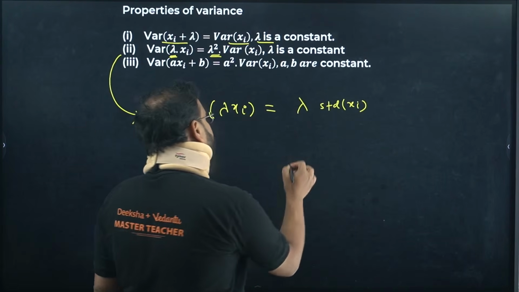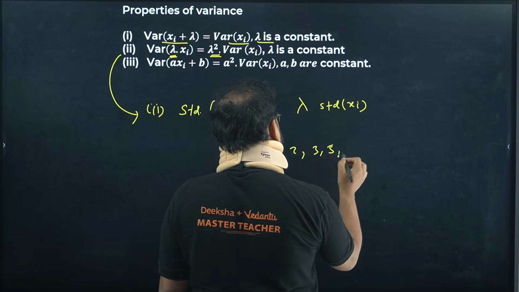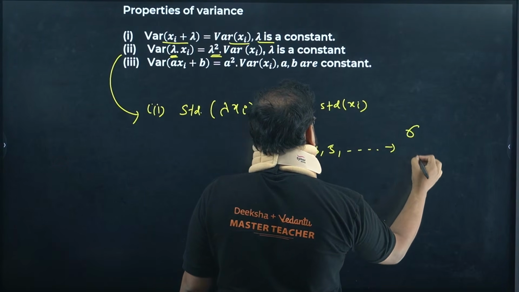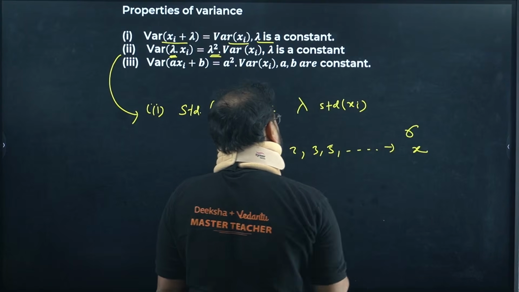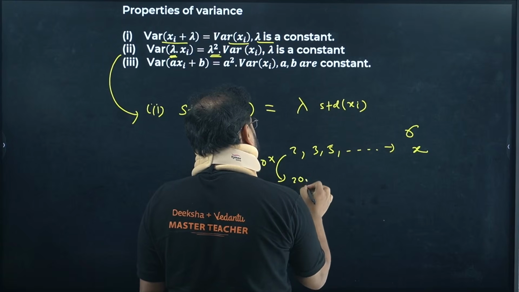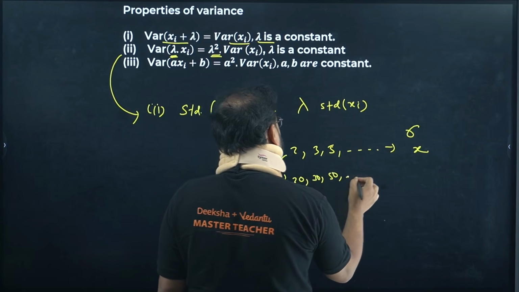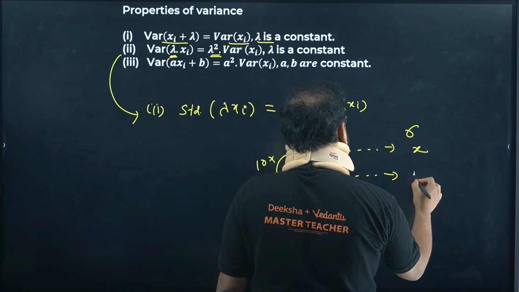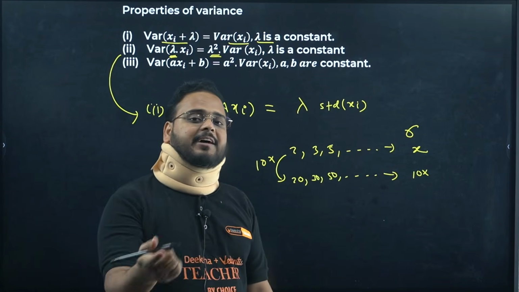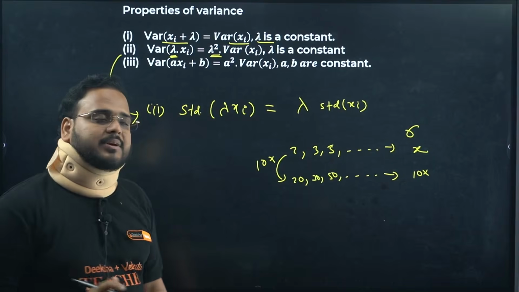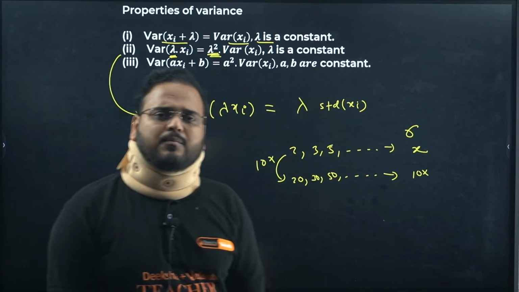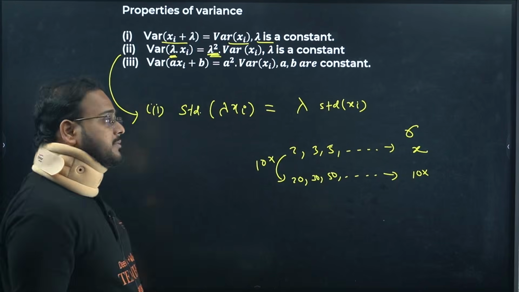Let's say I have the data 2, 3, 5, and for this my standard deviation is coming as x. Then if I multiply everything by 10, I get 20, 30, 50. In this case, it will become 10x. So the deviation is multiplied by the same factor as the elements. In the variance, you have to multiply by lambda square. It makes sense because deviation is the square root of the variance.